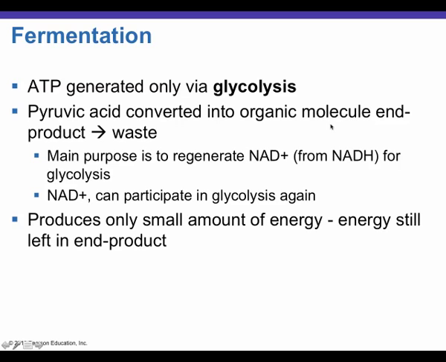In fermentation, ATP is generated only via glycolysis. Right? So in fermentation, we start with glycolysis just like before. The second step of fermentation is converting pyruvic acid into an organic molecule and product. Basically, the pyruvic acid is being used as a final electron acceptor. So when pyruvic acid gets reduced, right, or those electrons get dumped on it, it then gets converted into the waste product. And overall, a small amount of energy.